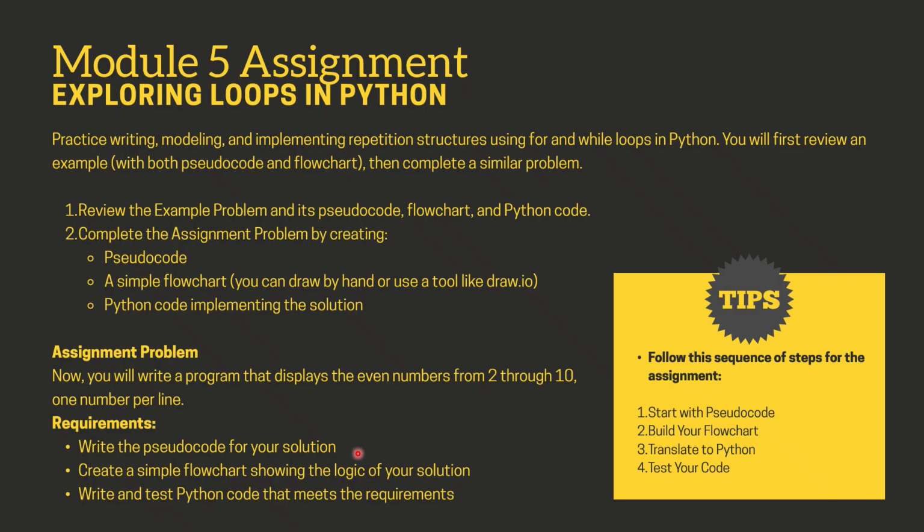So you're going to have to write the pseudocode for your solution. You're going to have to create a simple flowchart showing the logic of your solution, and then write and test your Python code that meets the requirements. When you use one of those editors that I mentioned, Replit or Trinket, you'll run it. After you write the Python code, you'll run the code and see if it does what it's supposed to do, which is printing even numbers from 2 through 10.